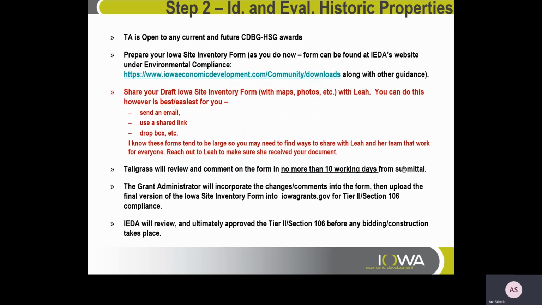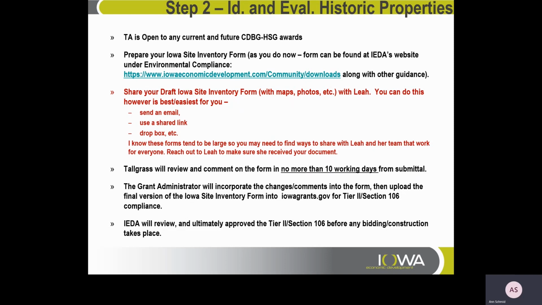The technical assistance is currently open to any current and future CDBG Housing Award, HSG award. What we ask of you is that you prepare that Iowa Site Inventory form based on the form, the instructions, and the guidance of this training, as you would. And then you send the draft of your form to Leah Rogers at Tallgrass, and she will go ahead and conduct a review, provide comments, and get feedback to you within 10 working days.